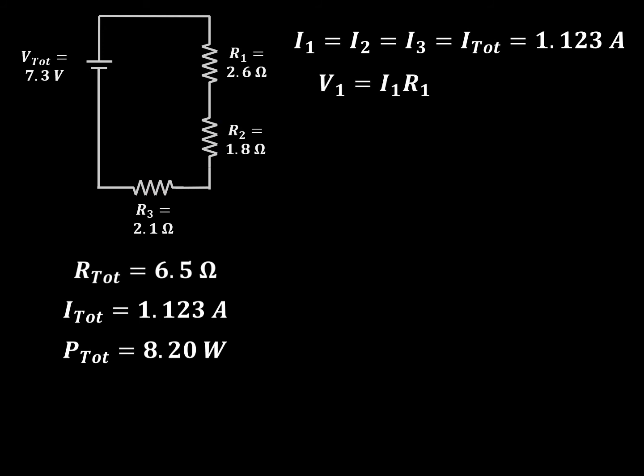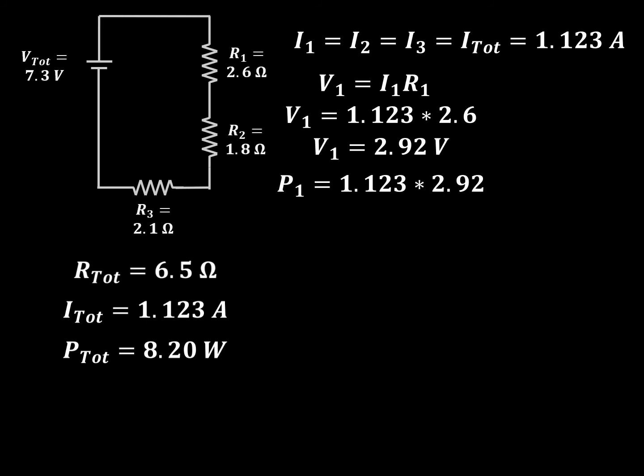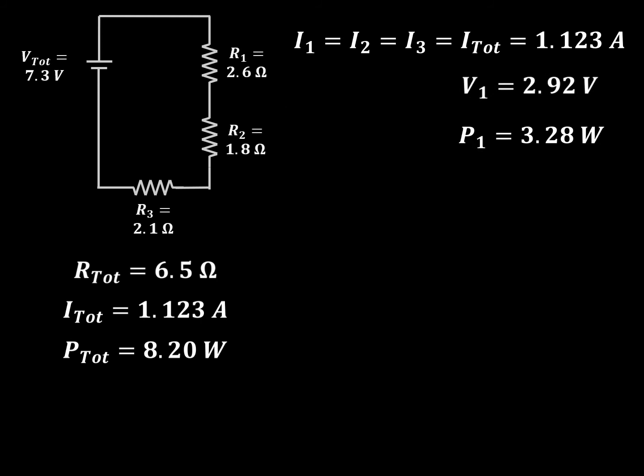Now, in order to find the voltage, we take the current and the resistance and multiply them together. So the resistance for the first one is 2.6, and multiply by the current, which is 1.123. We get a total voltage, which is 2.92 volts. In order to find the power, we take the voltage and multiply by the current. So 1.123 times 2.92, and that gives us a total of 3.29 watts. I'm sorry, 3.28 watts. So we go ahead and set those aside.